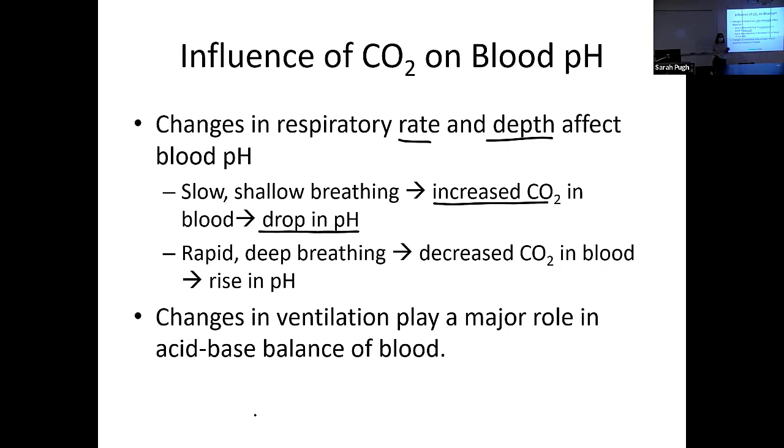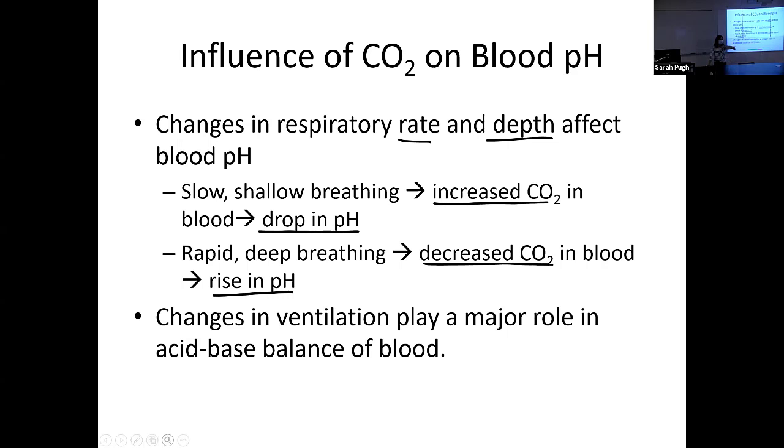Rapid, deep breathing, like when someone is hyperventilating, is going to cause CO2 levels in your blood to drop. And that's going to cause your pH to go up and become more basic. This is why when someone is hyperventilating, big, deep breaths, maybe they just got bad news and they're freaking out, what do you tell them to do?